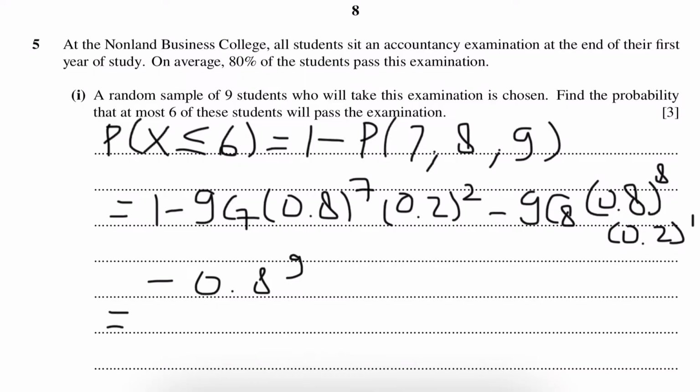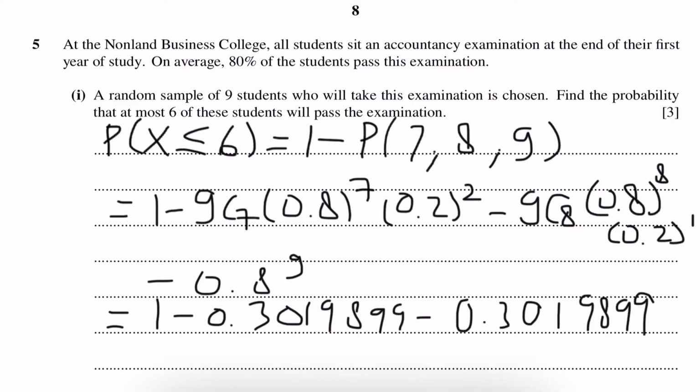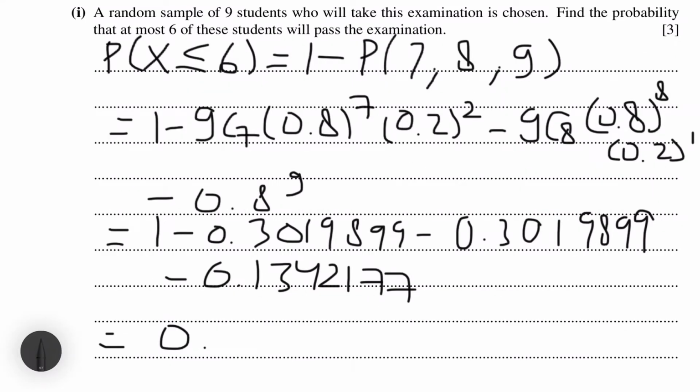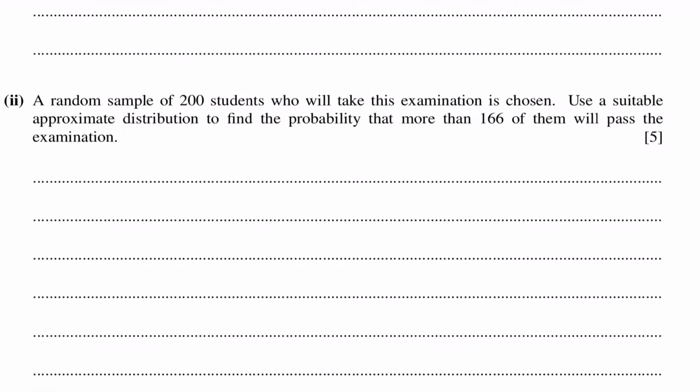This is equal to 1 minus 0.30198999 minus 0.1342177. This will all equal to 0.262. A random sample of 200 students who will take this examination is chosen. Use a suitable approximate distribution to find the probability that more than 166 of them will pass the examination.